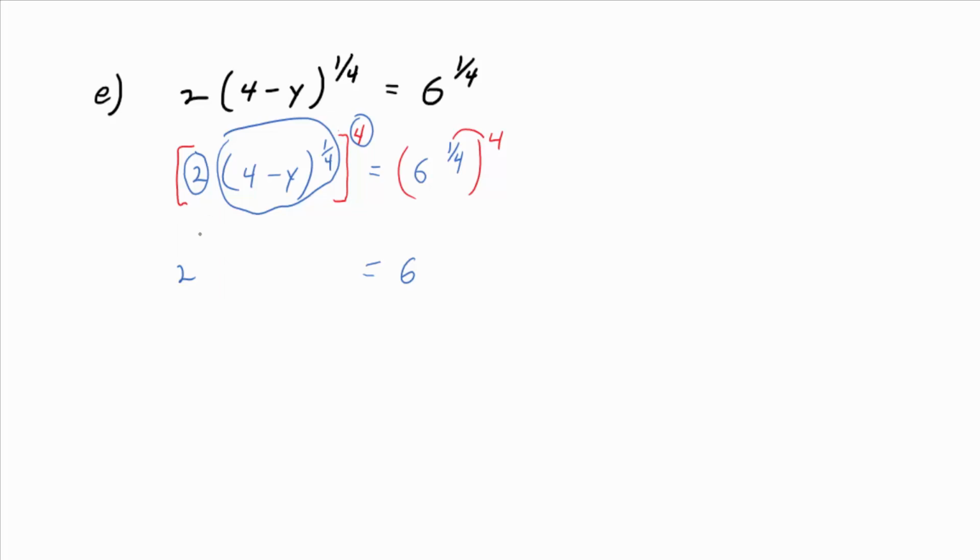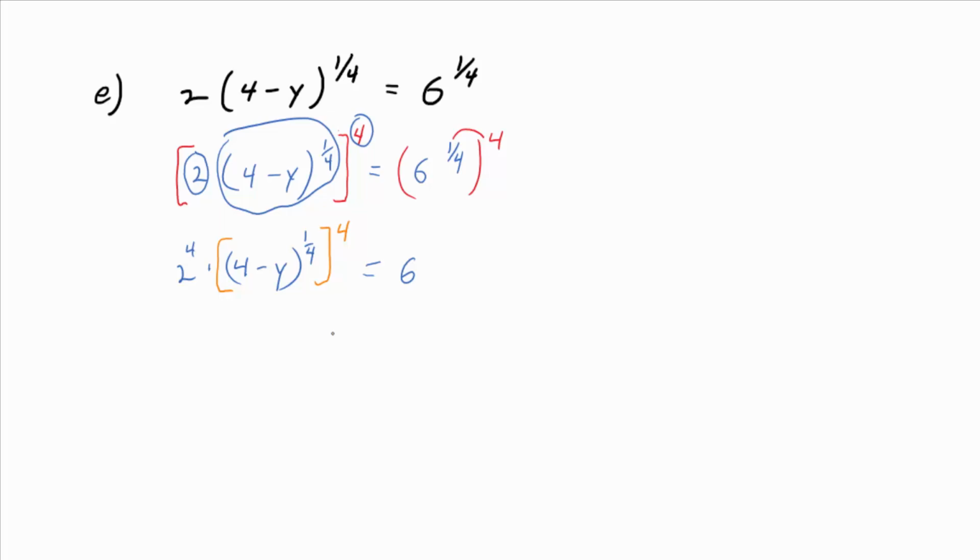So you need to write 2 to the fourth power times 4 minus y to the 1/4, which is the thing that's there originally, right? And then you're going to apply that fourth power to that. Stare at that. Make sure you understand what I just did. Any questions on that?